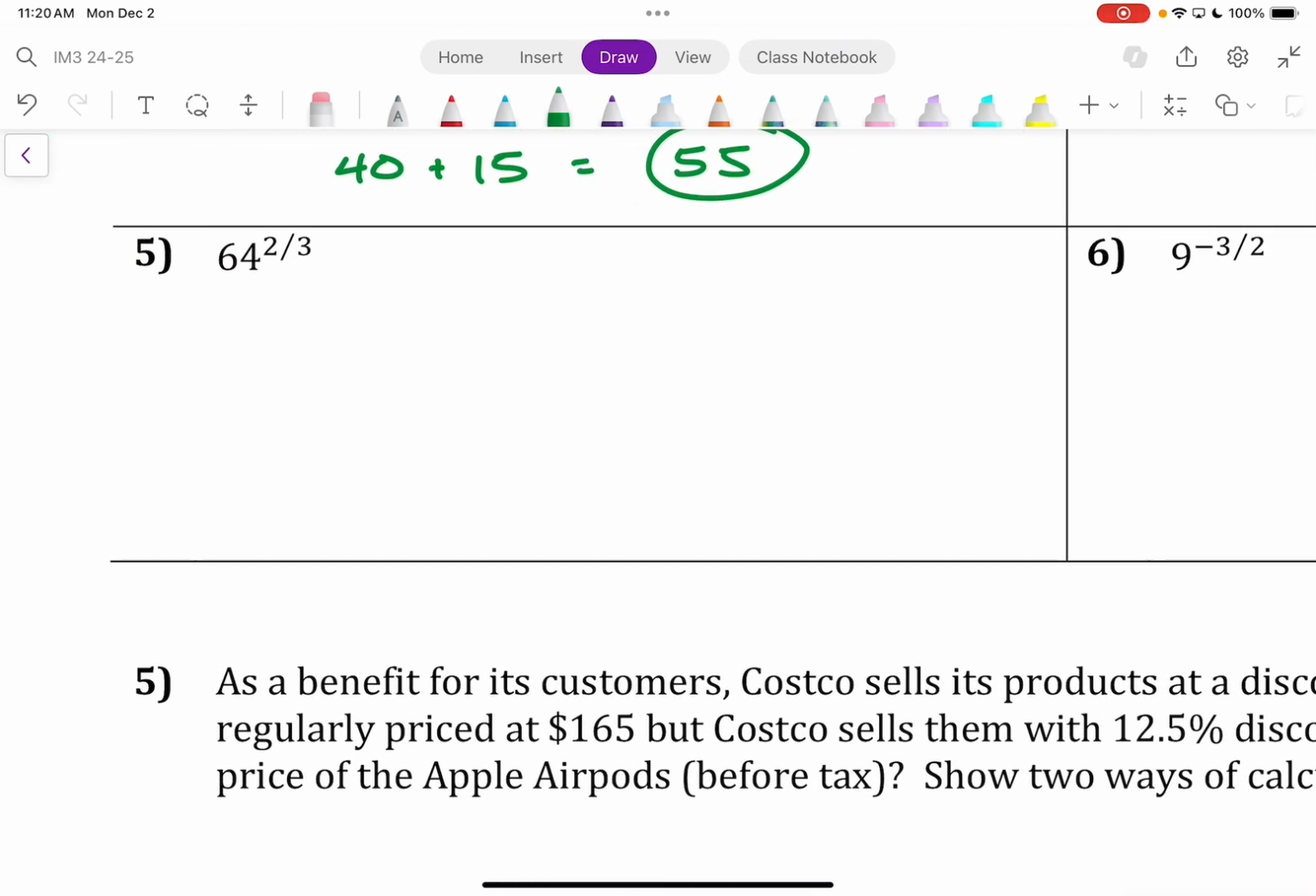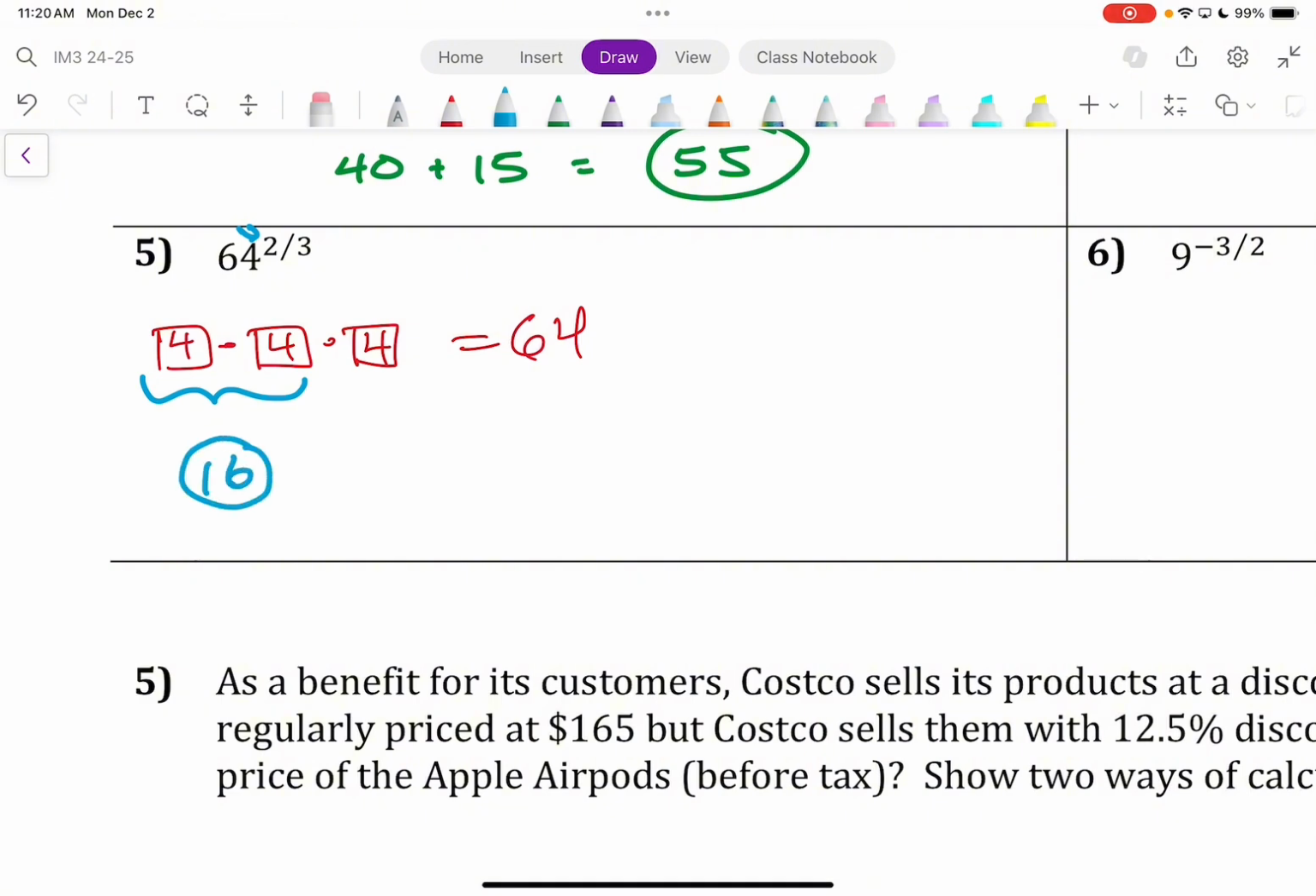64 to the 2/3 power. So here, this is a normal fraction. We should get a smaller number. We are looking for some number times itself 3 times that gives you 64. That number is 4. 4 times 4 is 16. 16 times 4 is 64. My numerator is telling me you only want 2 of these. So I want to evaluate 4 times 4. That gives me 16, and that is my solution. All right?